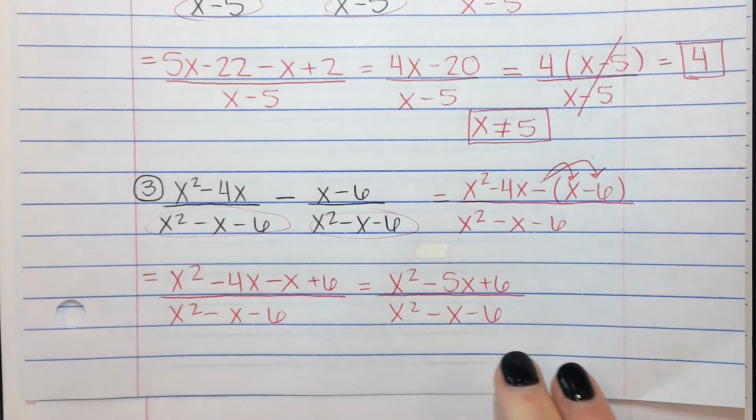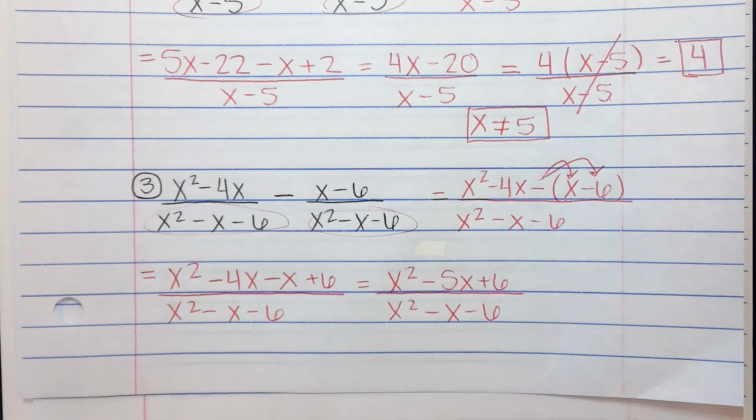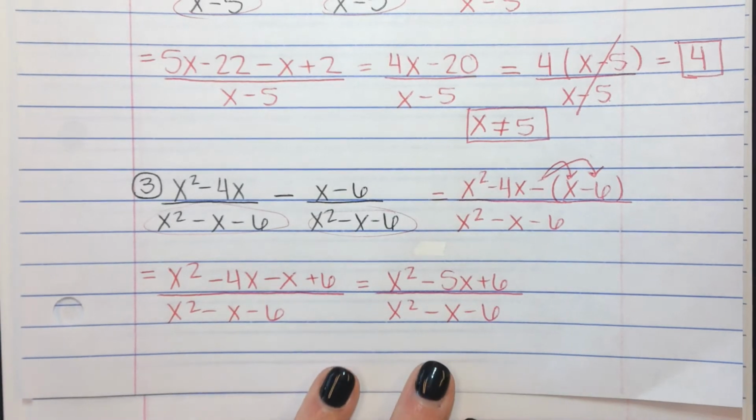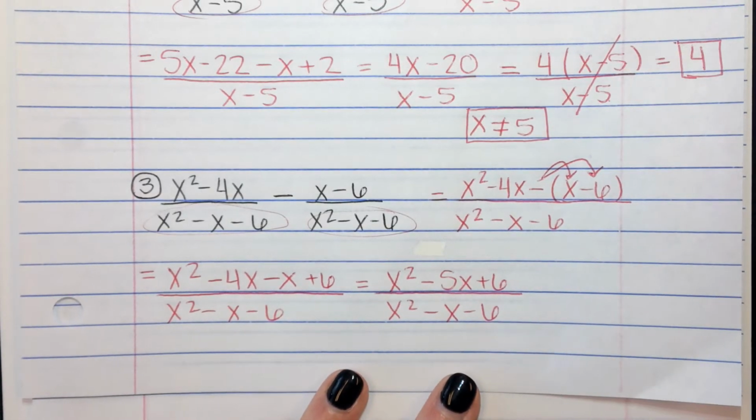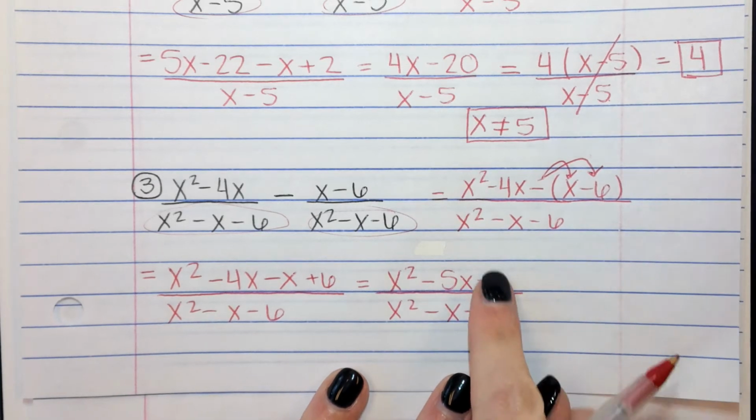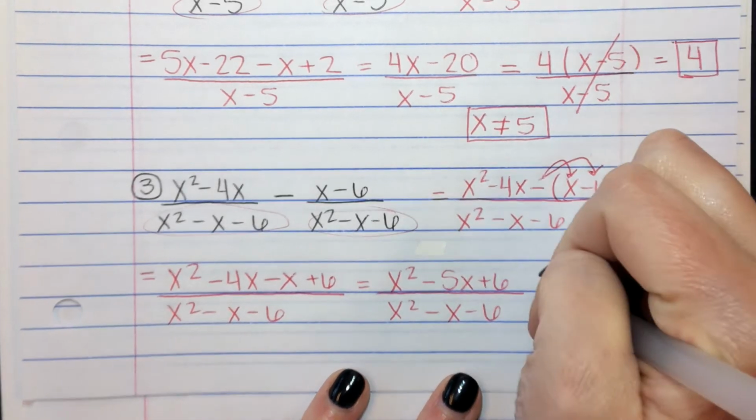Now, I don't have factors on the bottom. I have a quadratic expression, so I don't know what my restricted values are yet. So this one's a little bit different, and I'm actually going to need to factor both expressions before I can do anything else.